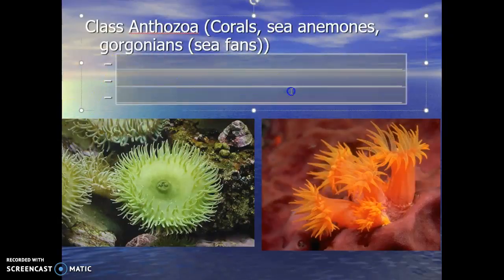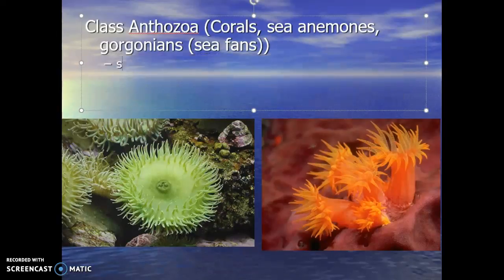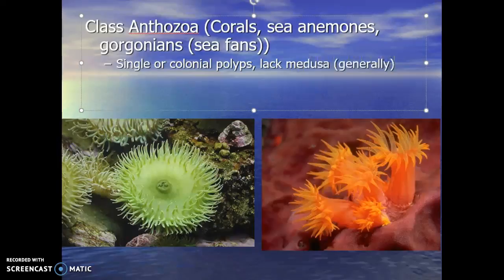This is a big group. Very, very big group, dominates a lot of the coral reef because these are all of your corals, your anemones, and a group known as the gorgonians. Now, with these guys, they can be single or colonial polyps. Generally, they lack a medusa body plan. They're a polyp. That's it.